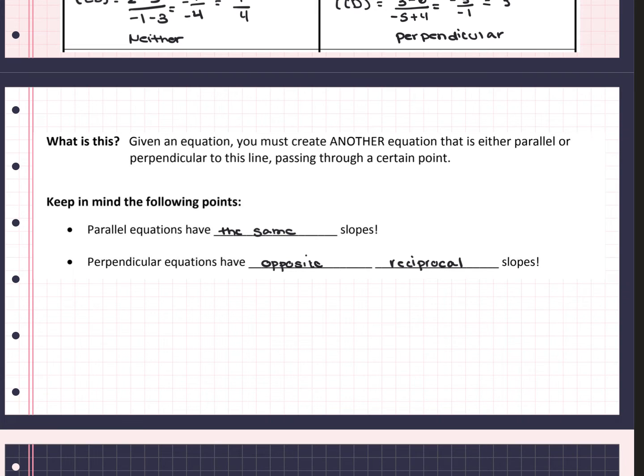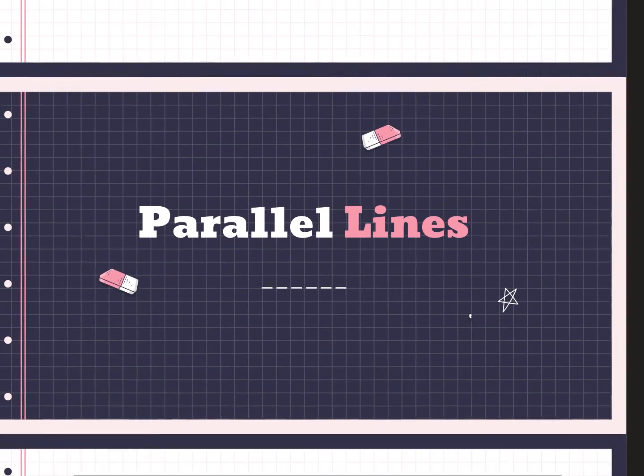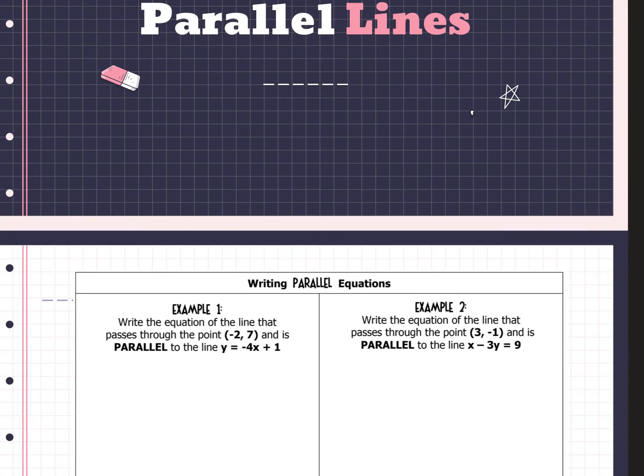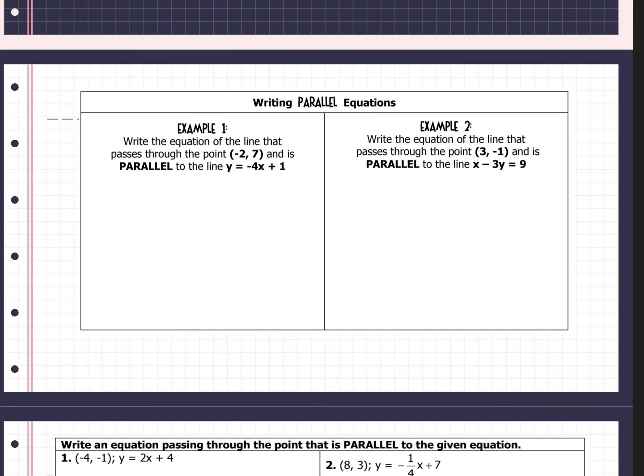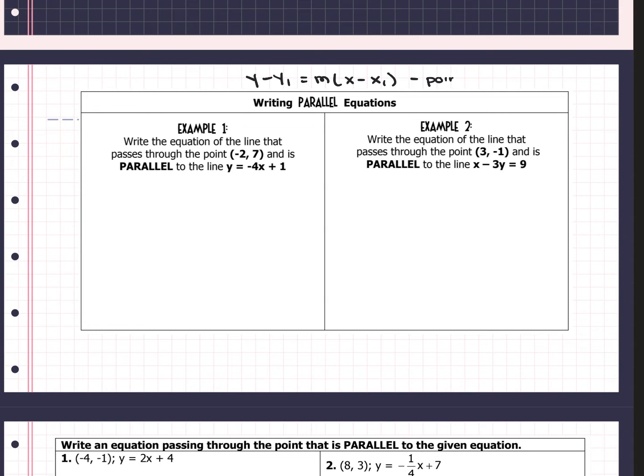All right. So the first example that we're going to look at is parallel lines. Remember, parallel lines have the same slope. So looking at this example here, it says write the equation of a line that passes through the point -2, 7, and is parallel to the line y equals -4x plus 1. So this goes back to we need to use point slope formula, which is y minus y1 is equal to m times x minus x1. Remember, this is point slope because you're given a point and a slope.